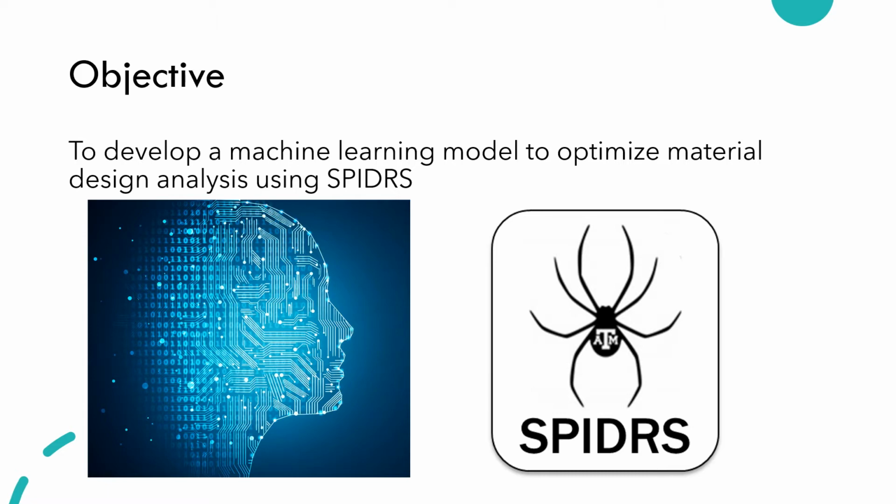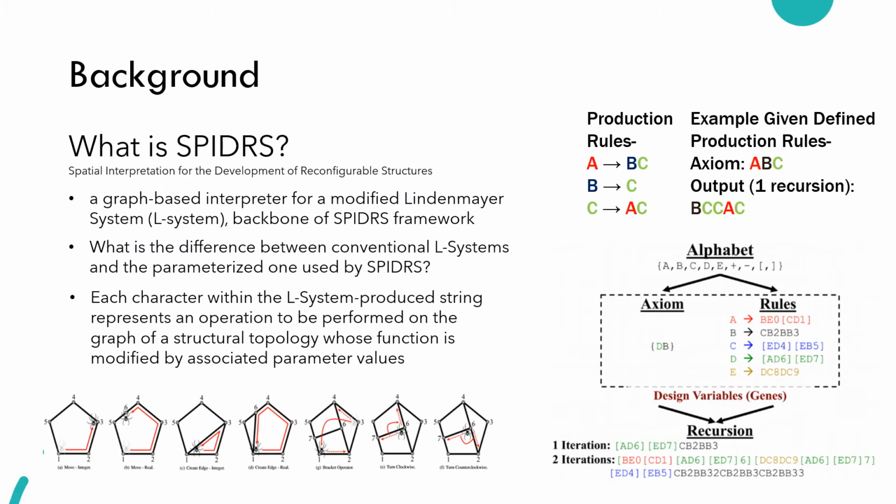So what is SPIDERS? Well, SPIDER stands for Spatial Interpretation for the Development of Reconfigurable Structures, and it is a tool that generates adaptive graph-based structures using information produced by a modified Lindenmayer system, or L system for short. A conventional L system is an algorithm that operates on a defined alphabet of characters according to a set of production rules. From an initial axiom of characters, you can recursively apply the production rules to produce a new sequence of characters, and you can continue to recursively apply the production rules to the output and end up with a much longer string of characters.